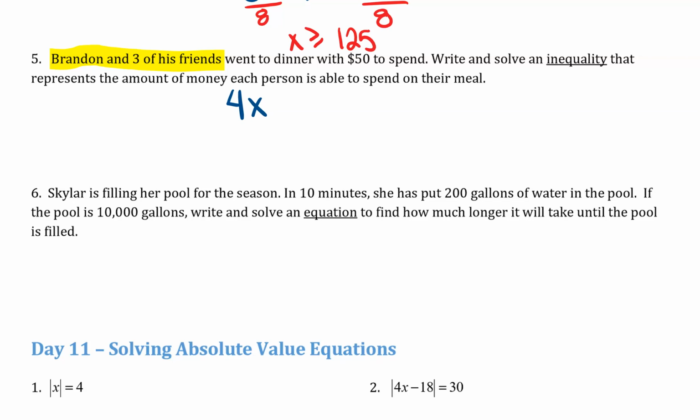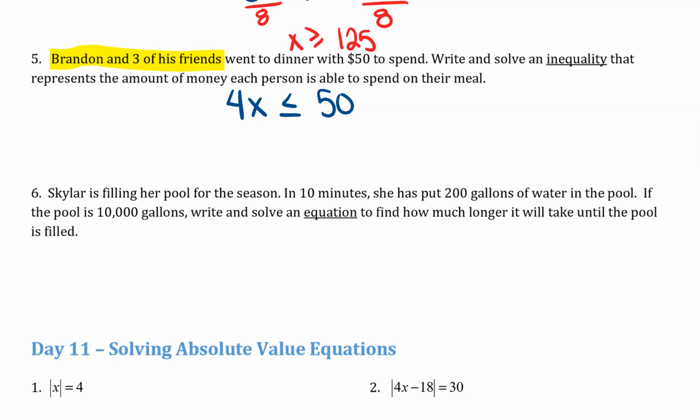But we do know that they only have $50 to spend. They cannot spend more than that, which means they can spend less, but they cannot spend more. So that's going to be less than or equal to. Because they could spend 50, they could spend 40, but they can't spend more than 50.